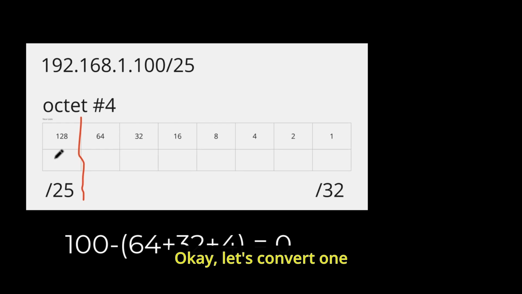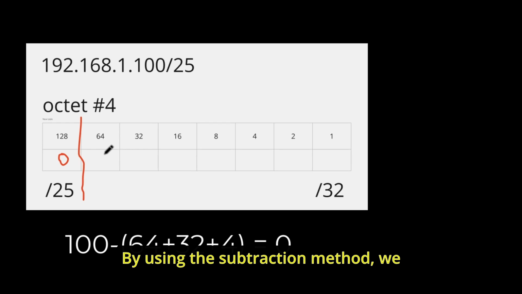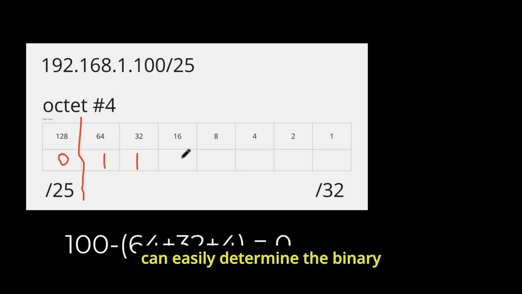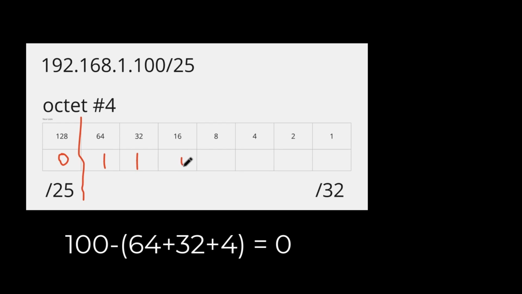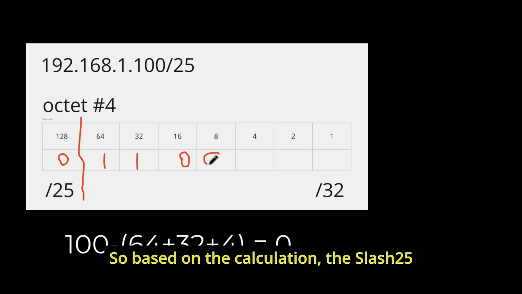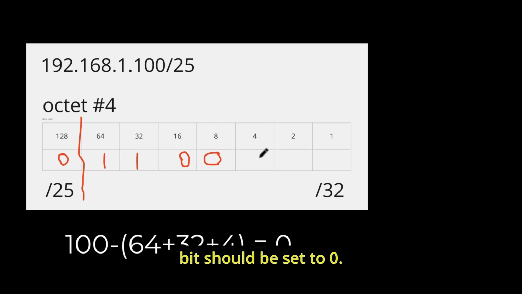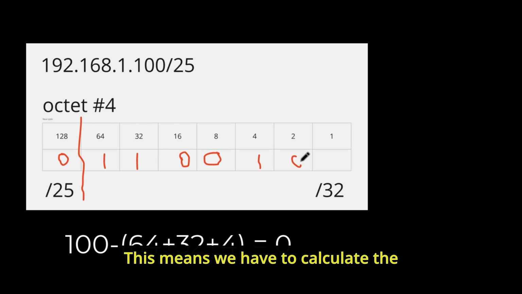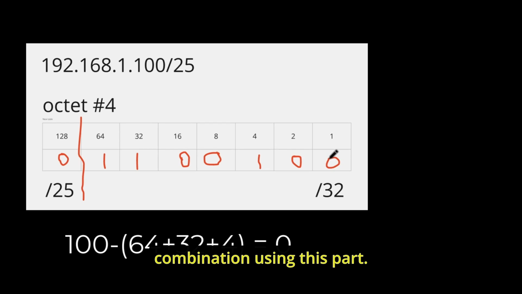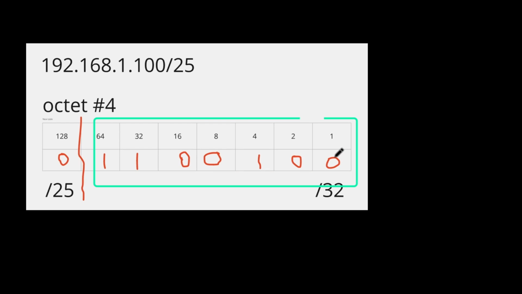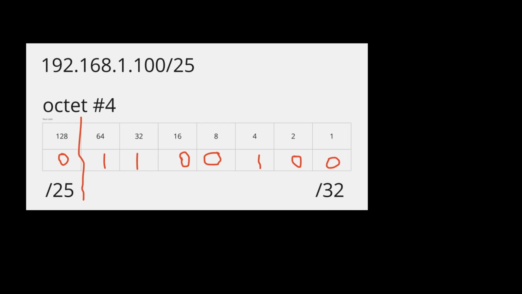Okay, let's convert one octet into binary format. By using the subtraction method, we can easily determine the binary representation of one octet. So, based on the calculation, the /25 bit should be set to 0. This means we have to calculate the combination using this part. Since the question asks for assignable addresses, we cannot use all zeros and all ones for this network.